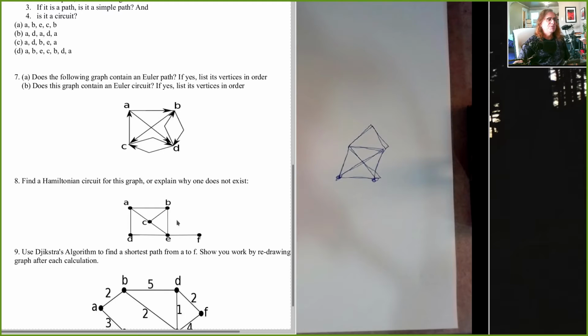And then Hamilton circuit, I didn't grade this one, but there is no Hamilton circuit. And it's this vertex here that's going to mess things up, because once we visit here, we can't get out. And if we start here, we can't come back, because we can't travel that edge more than once.